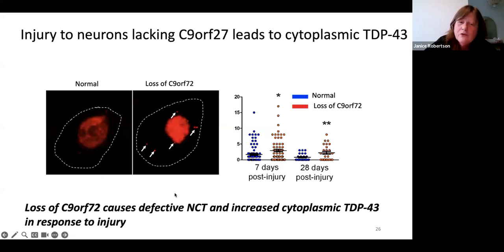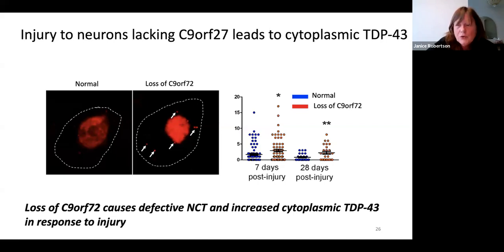And this is TDP43, a key protein in ALS and FTD. And what we found was that when these neurons are injured, you get these TDP43 granules in the cytoplasm when you don't have C9orf72. And after the injury, the wild type animals recover normally. So it could be that, if you think about some kind of traumatic injury, if you don't have a properly functioning nuclear membrane, then with injury you're going to get more TDP43 in your cytoplasm. In a normal scenario, that would return to the nucleus as the neuron recovers. But there's a possibility that if you have a problem with your nuclear transport system, TDP43 persists in the cytoplasm and could cause problems. And so we're continuing to pursue this avenue of research.